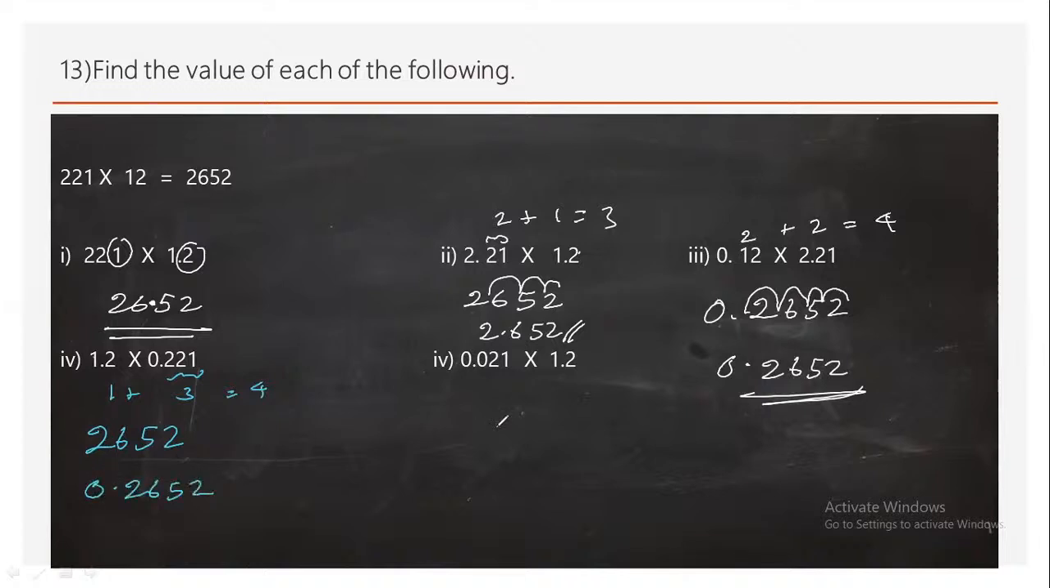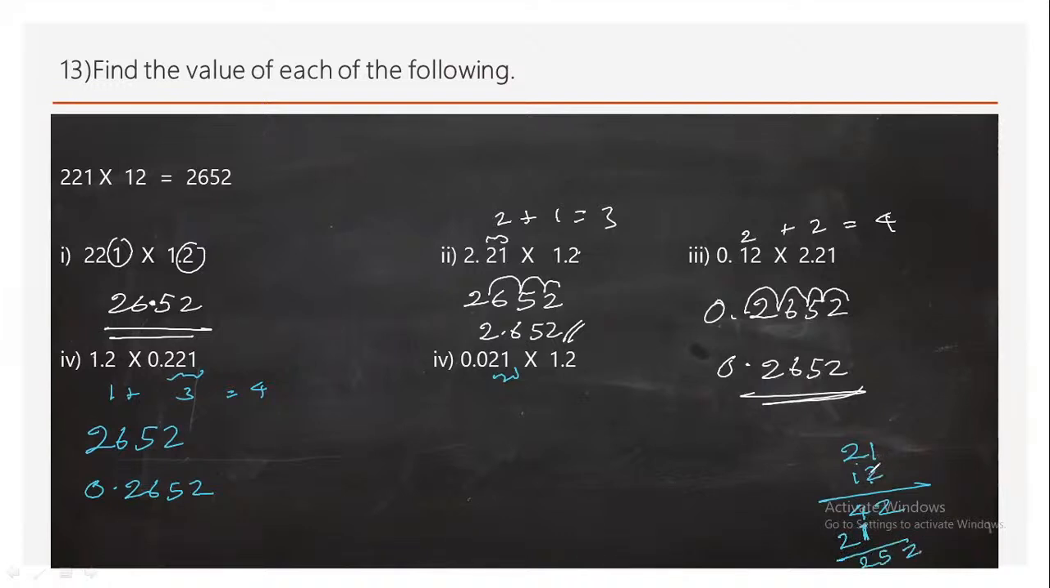0.2652. Right? Next question. 0.021 into 1.2. This is a little bit different from this. It's okay, we'll do this. 21 here, that's why. 21 into 12. Typing mistake. 2 times 1, 2. 2 times 2, 4. 42. That is 1, 2. 2, 5, 2.